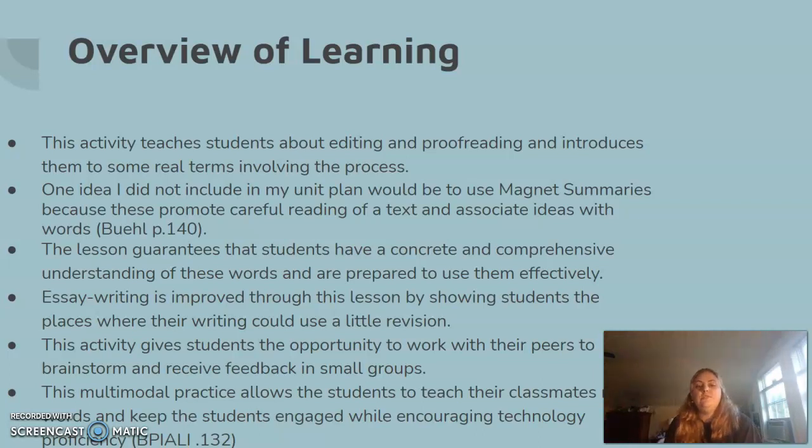This activity gives students the opportunity to work with their peers, brainstorm together, and receive feedback in small groups. And this multimodal practice allows the students to teach their classmates new words and keeps the students engaged while encouraging technology proficiency.